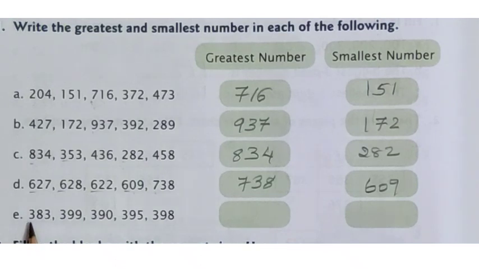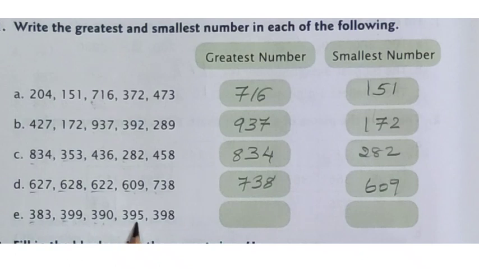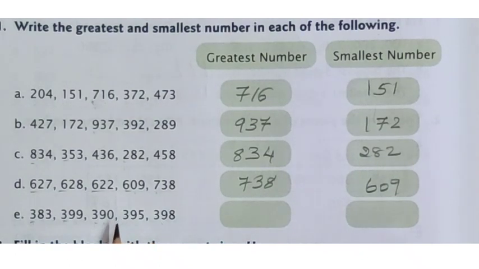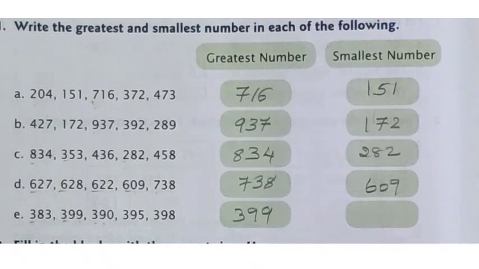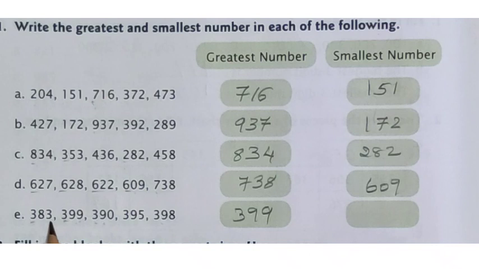Now next, here all are 3 in hundreds place. So compare the tens place, 8, 9, 9, 9, 9. So we have 4 9s in tens place. So compare the ones place, it is 9 here, 399 is the biggest or the greatest number and followed by 383 is the smallest number.